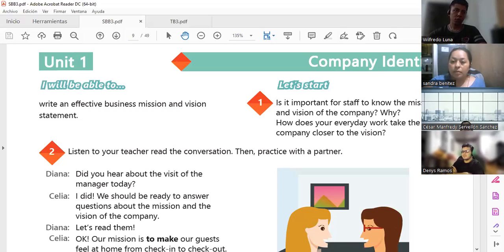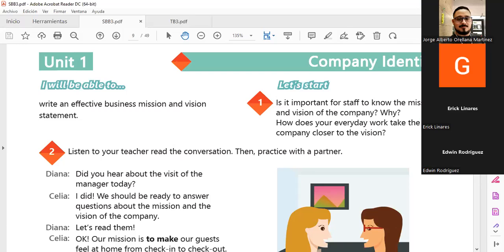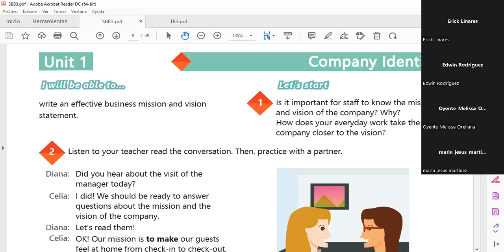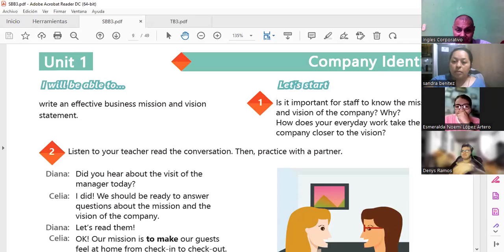It's very important for the employees to know the vision and mission of the company. The mission is to know why the business exists. The vision is to set goals for the future. So that's why it's important.